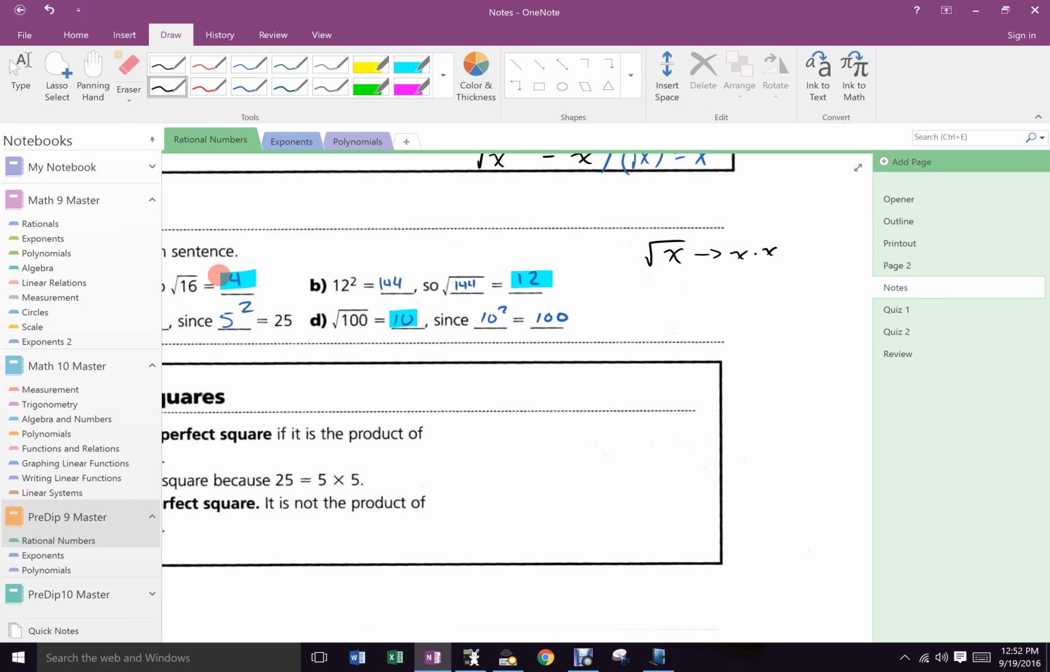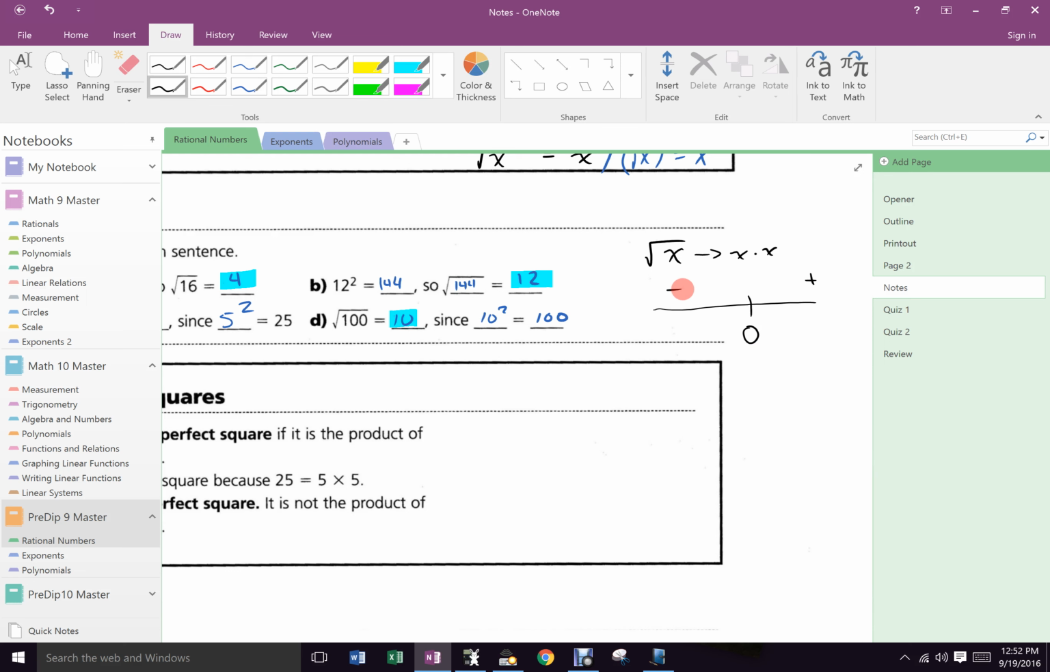Why is 4, 12, 5, and 10 only half the answers? What if I draw one of these? Everyone hates number lines. What lives over here? Positives. What lives over here? Okay. Does that help?